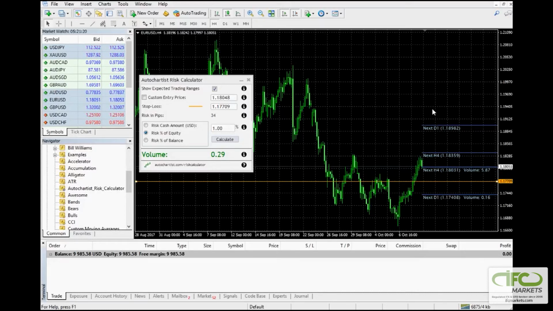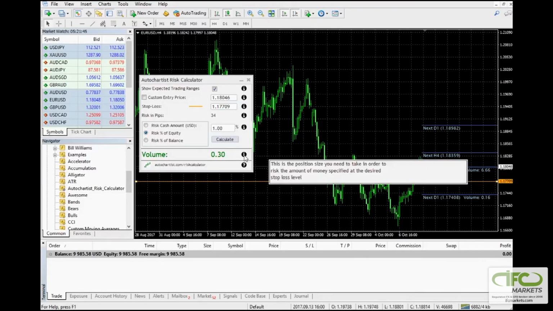You'll notice how the position size is specified on each level. In this example, to risk 1% of my capital, with an entry at the current price and a stop loss at 1.74, we need to set a position size of 0.16. If you ever get confused about what each of the fields in the control panel mean, just hover your mouse over the information icons and you'll get a clear and simple explanation on each field.